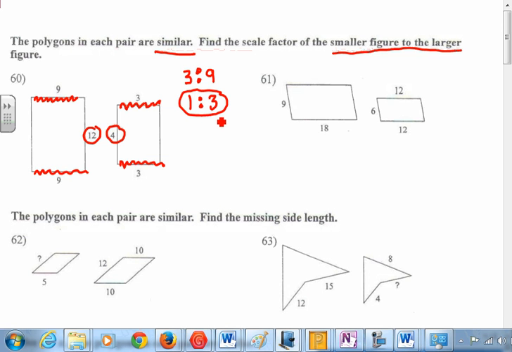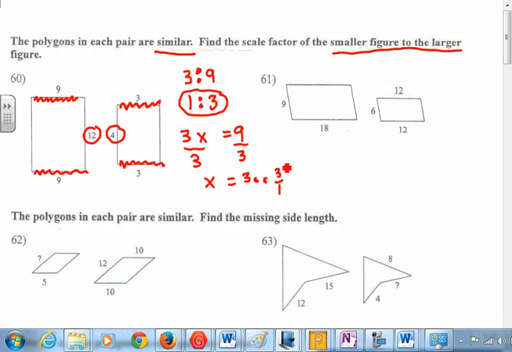Now, if we're asked to write it as a fraction, we have to look at this a little differently. We are going from 3 to 9. We need to know, what do I need to multiply 3 by to get 9? So that x is representing what fraction I need to multiply the small one by to get the large one. So if I solve for x, 9 divided by 3 is 3, or 3 over 1.